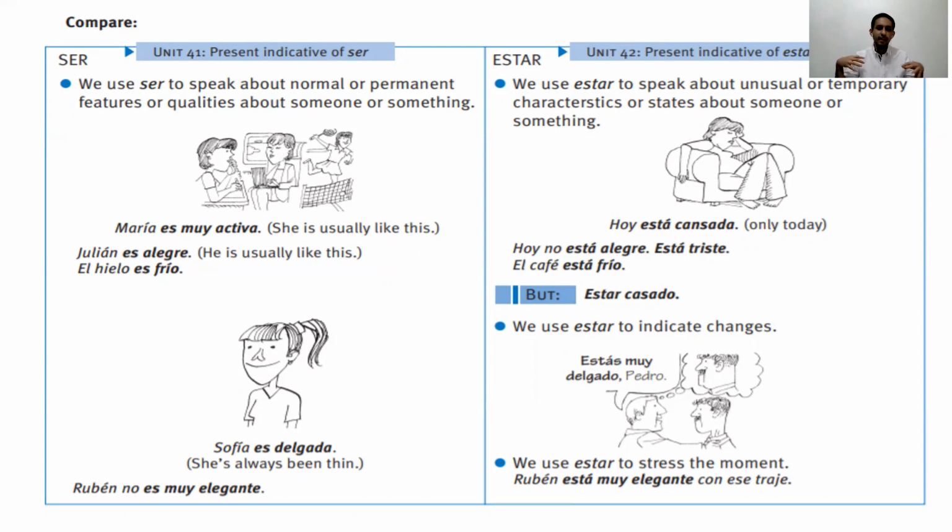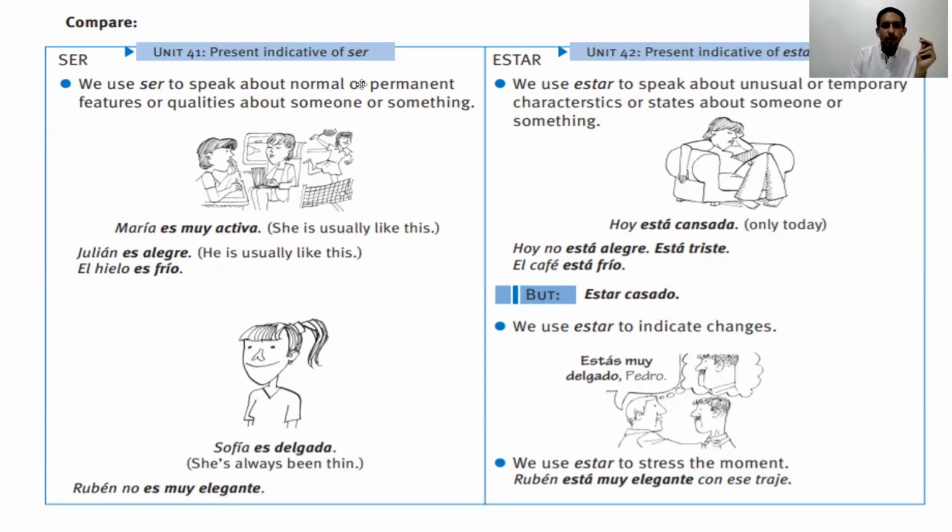Once again, we use the verb ser to express a permanent situation, something that has always been like that, right? And we use estar to speak about unusual or temporary characteristics or states about someone or something. Hoy está cansada, and that means only today. Okay, hoy no está alegre, está triste, but that means only today. Okay, el café está frío, that means only today, because tomorrow it could be hot, right?